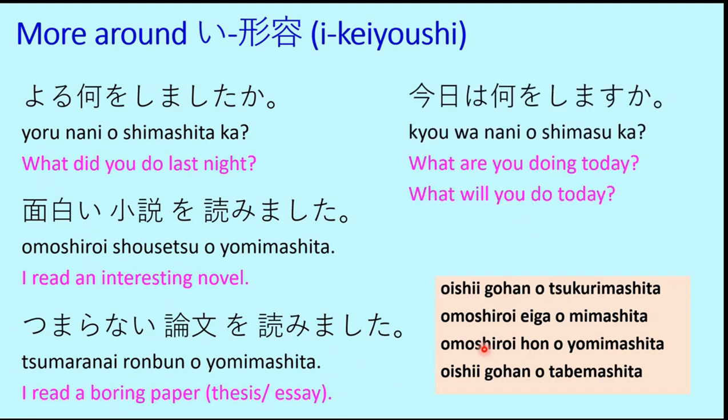Similarly, you can frame other questions like Kyo wa nani o shimasu ka? So now this is the present or the future. What are you doing today or what will you do today? What are you going to do today? So all these can be expressed using this question. Kyo wa nani o shimasu ka? Kyo means today. Nani o shimasu ka means what will you do? So in the same manner, you can say Oishii gohan o tsukurimasu. Omoshiroi eiga o mimasu. Omoshiroi hon o yomimasu. Oishii gohan o tabemasu. So all these verbs will turn into the present tense form, which ends in masu.